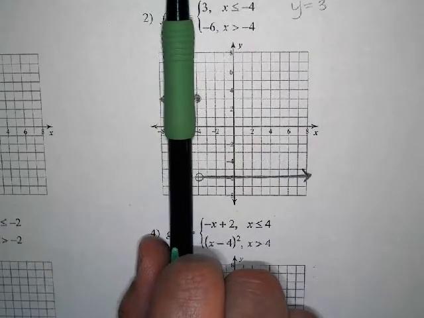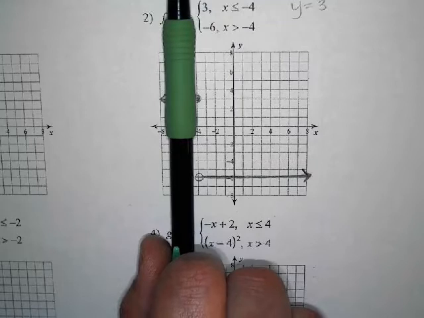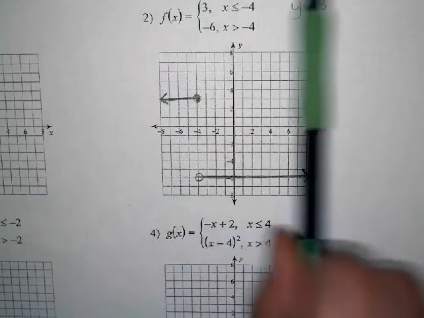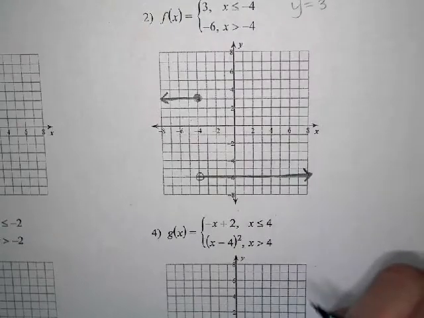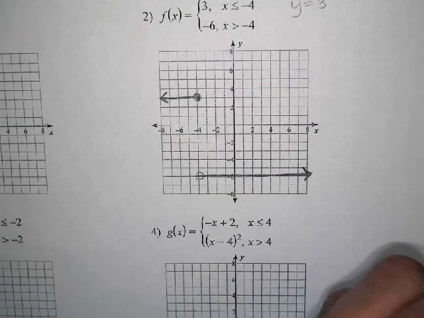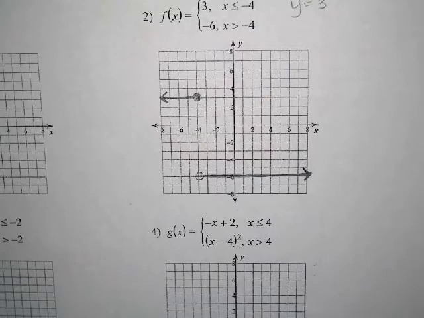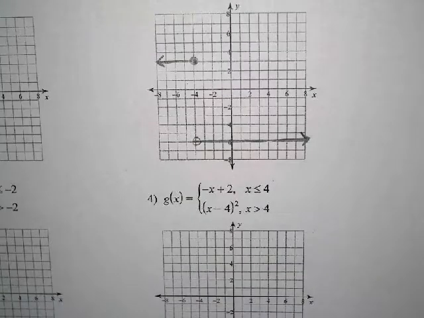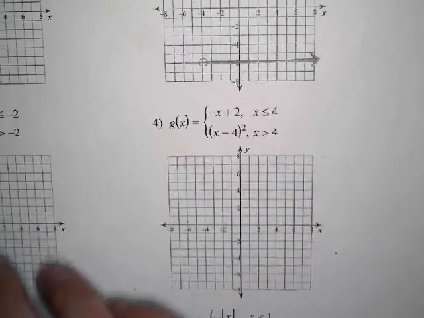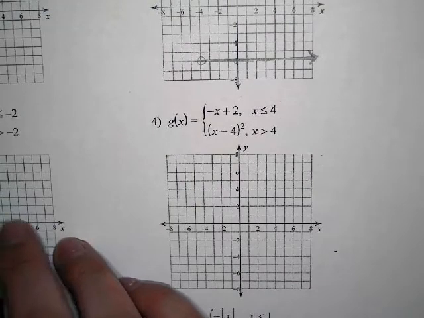Okay, what's the next one we should do? 3 or 4? 3 and 4 just have y = mx + b. Those are straight lines. Y = mx + b. So you've got your slope and your y-intercept. Number 6.